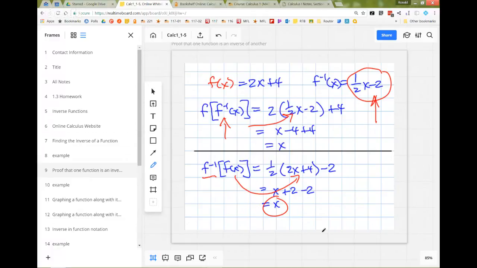If you use the distributive property, you notice, oh yeah, you get x. So some of the assignment questions say to verify that this is an inverse of the other. This is how you would do it. You don't have to do it both ways, but you would compose the function with its inverse. I'm going to pause and just see if anybody has any questions there.